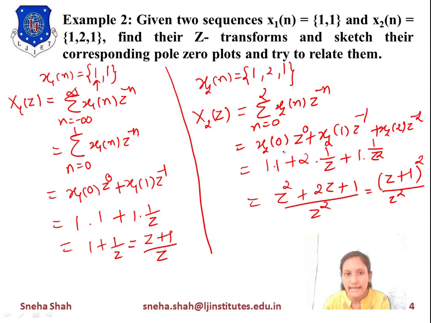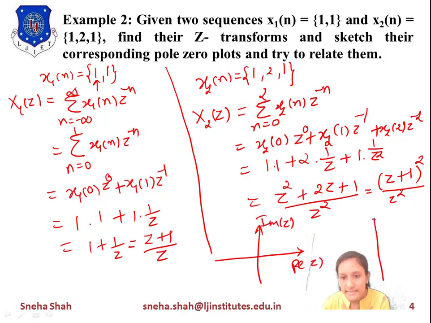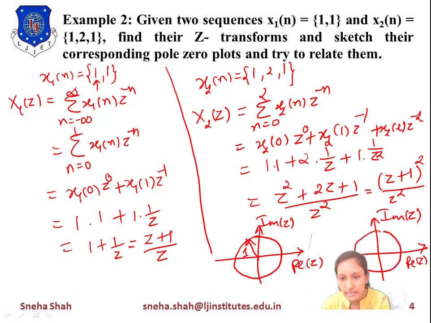Now we have to sketch its pole-zero plots. If we draw the pole-zero plot, it is represented in the z domain as real part of z versus imaginary part of z. If we draw it for these two sequences individually, it will look like this. It is represented on the unit circle, so I have drawn this unit circle. Similarly, over here also we draw the unit circle.